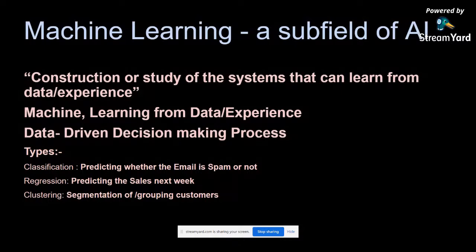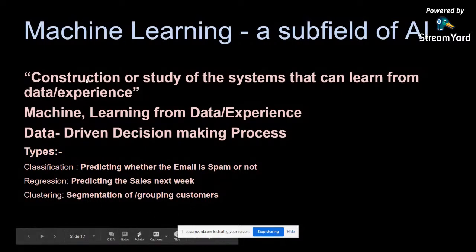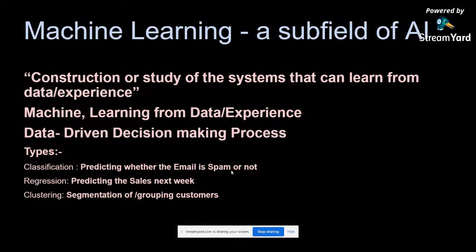So there are three major types of machine learning tasks. One is classification. You predict whether an email is spam or not, yes or no, whether the customer will buy or not, whether the light is green or red or blue. Okay, so this is classification. It will predict the class. That is called classification. The second thing is called regression.